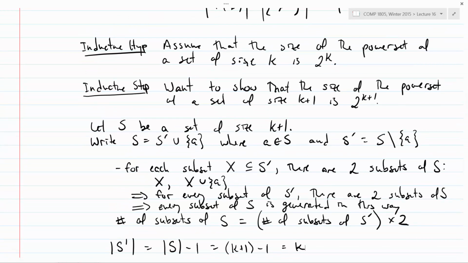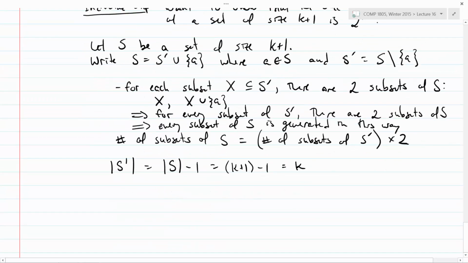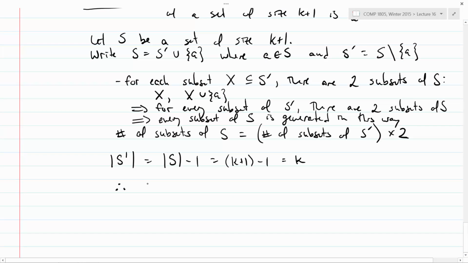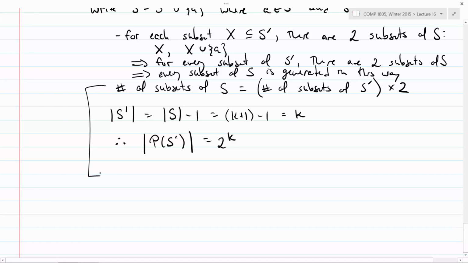And our inductive hypothesis says that the size of the power set of a set of size k is 2 to the k. So therefore, the size of the power set of S prime is 2 to the k. Well, the number of subsets of S is the number of subsets of S prime times 2. So let's write that again. The number of subsets of S is the number of subsets of S prime times 2.